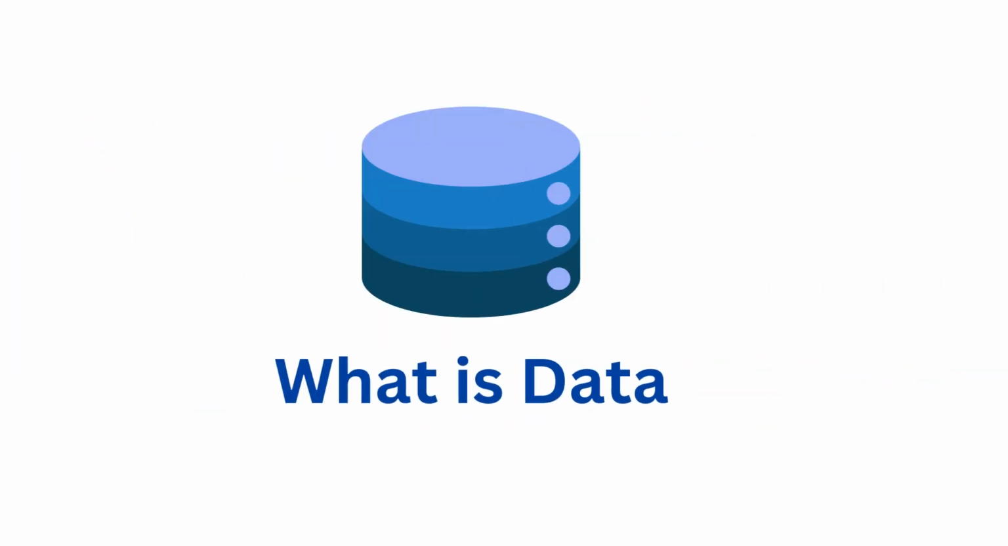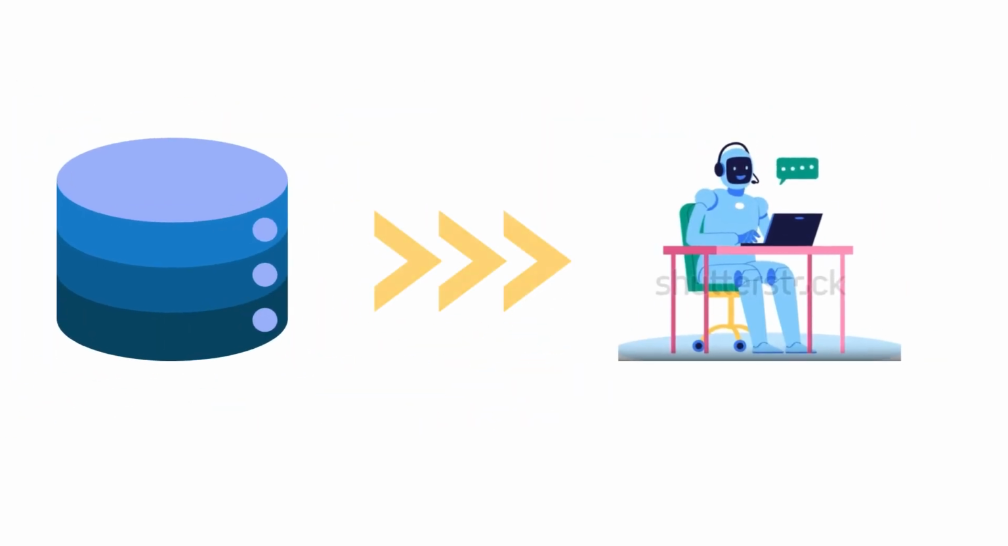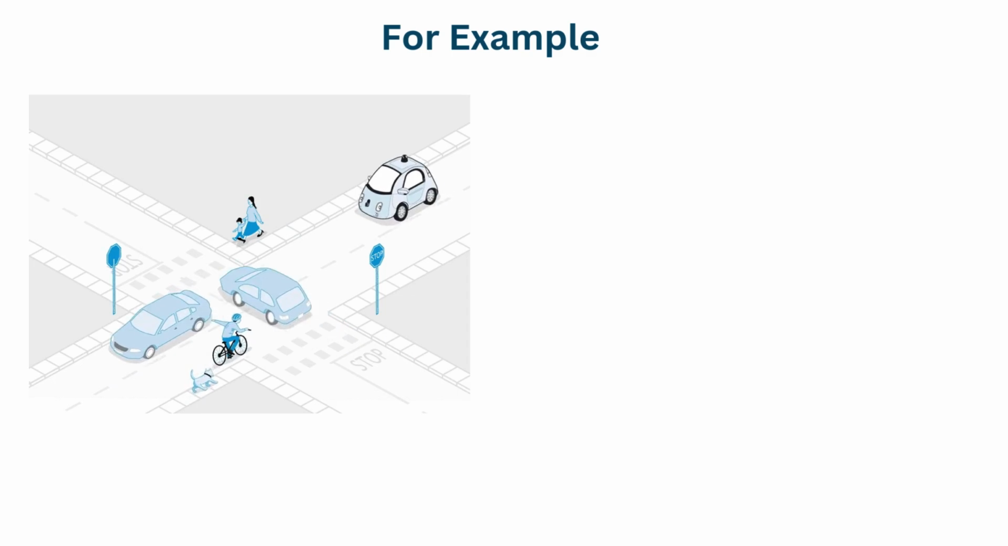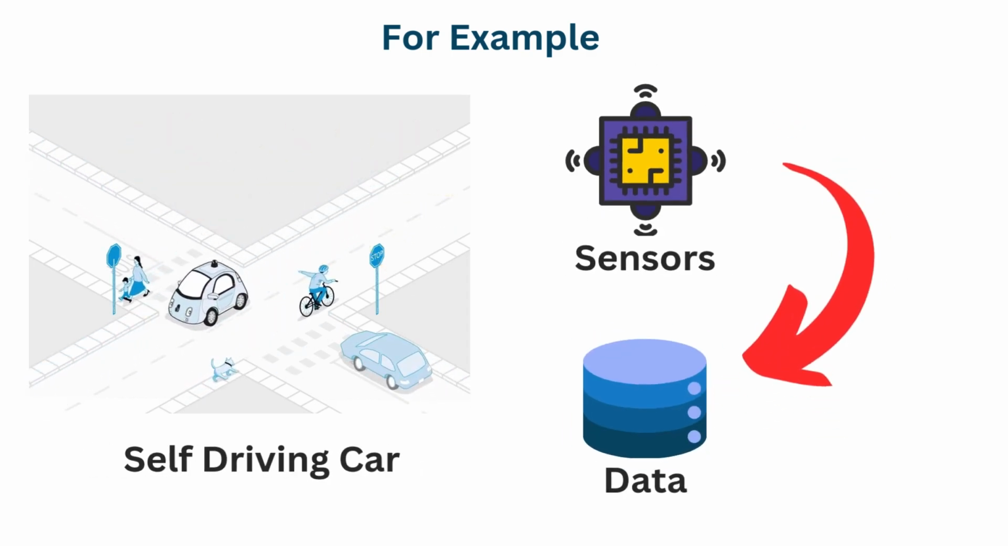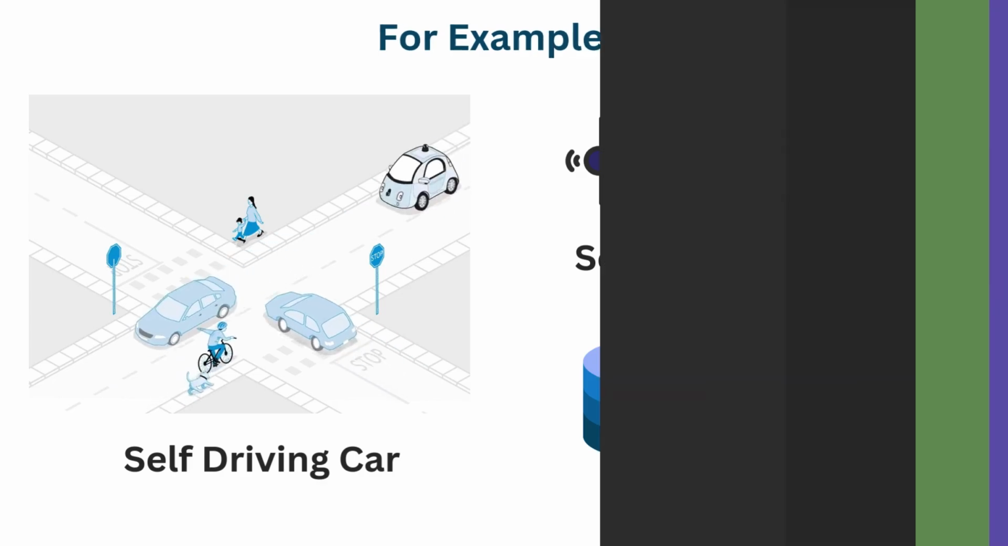Data is information that AI uses to learn and make decisions. AI needs a lot of data to recognize patterns and improve its performance. In a self-driving car, the AI collects data from cameras and sensors, data like speed, road signs, and pedestrians.